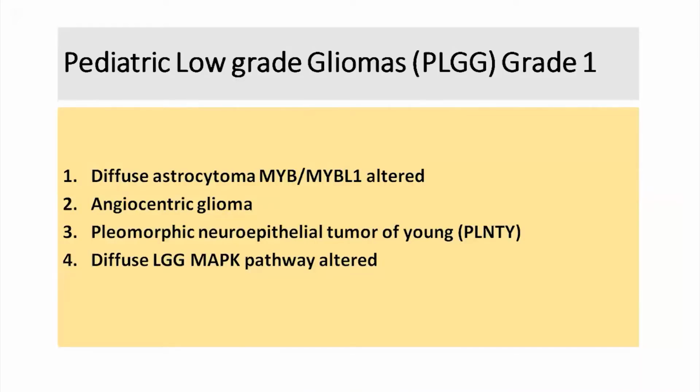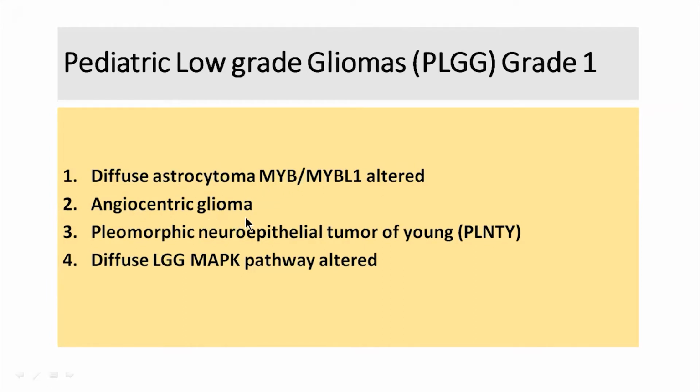So coming to the pediatric low-grade gliomas first, these are grade 1 tumors: diffuse astrocytoma, MYB or MYBL1 altered, angiocentric glioma, pleomorphic neuroepithelial tumor of the young, and diffuse low-grade glioma, MAP kinase pathway altered. The first two tumors, which are showing MYB or MYBL1 alteration, are very similar. Even the diffuse astrocytoma MYBL1 altered can also show a pattern similar to angiocentric glioma. Just now we saw it. Because they both have MYB alteration. Only the fusion partner in angiocentric glioma and this entity are different.